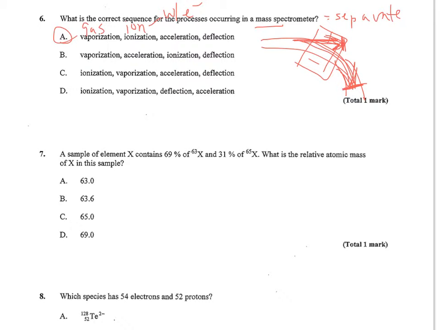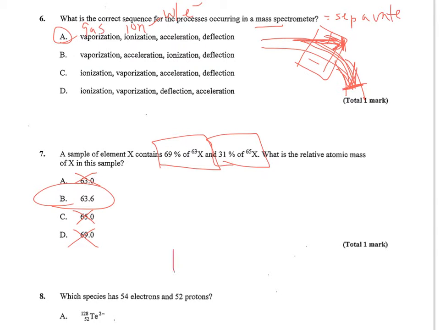Number 7 says a sample of element X contains 69% 63X, 31% 65X. Initially it looks like you have to do some calculating, and this isn't the nicest math. But if you look a little closer, you know your average has to be between 63 and 65. Well, that eliminates 69. You don't have all one isotope, so it can't be exactly 63 or exactly 65. So really, B is your only choice. They simply want to know if you realize what a weighted average is.